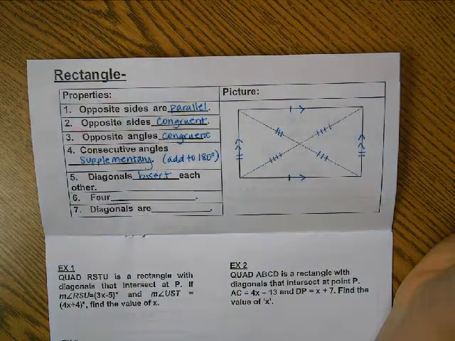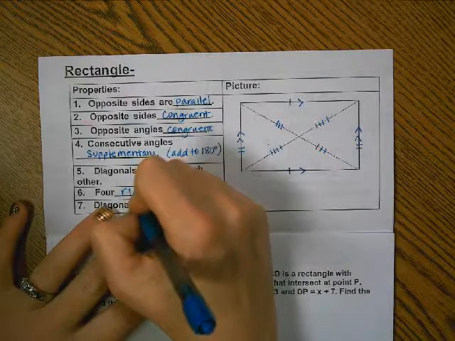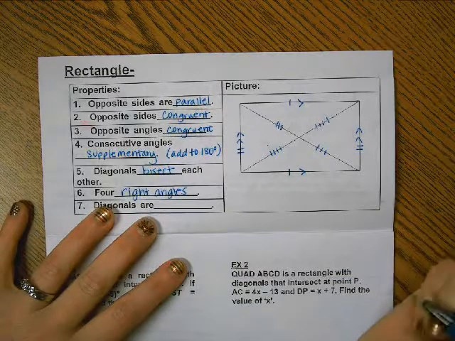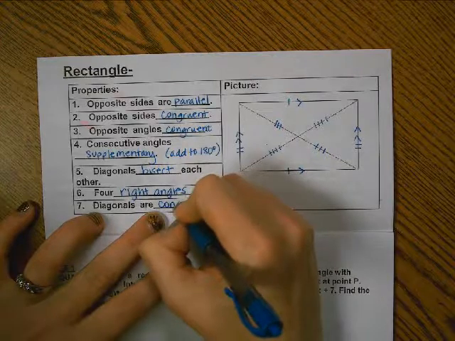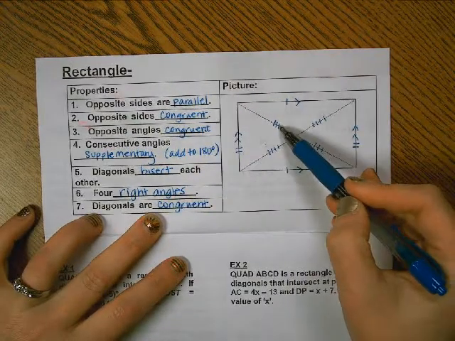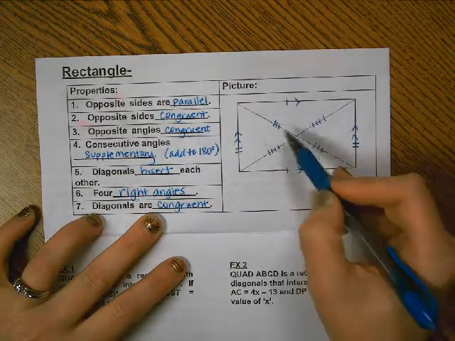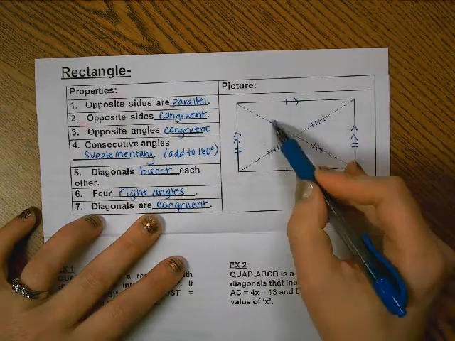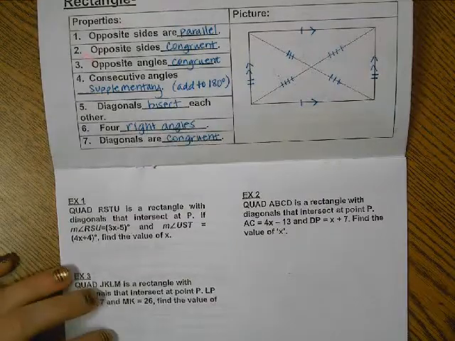Okay? Plus, the 2 new things that you should have discovered is that we have 4 right angles, which we already know about a rectangle, and that the diagonals are congruent. So now we know that this is congruent to this, and so is this congruent to that. Okay? So all of the parts of the diagonals are congruent. Each of these little pieces are going to be all the same size. Okay? Alright, so let's do an example.